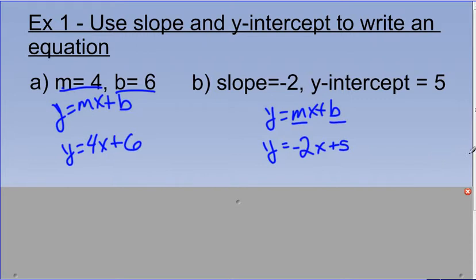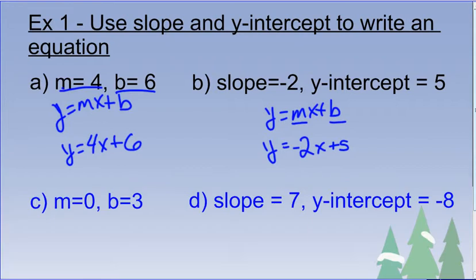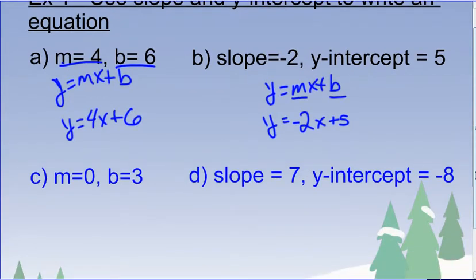So that's as easy as the first part of this lesson is. It does get harder, but this starts off pretty easy. Please try letters C and D. Do them on your own, and when you're ready to check over them, hit play and we'll go through them together.